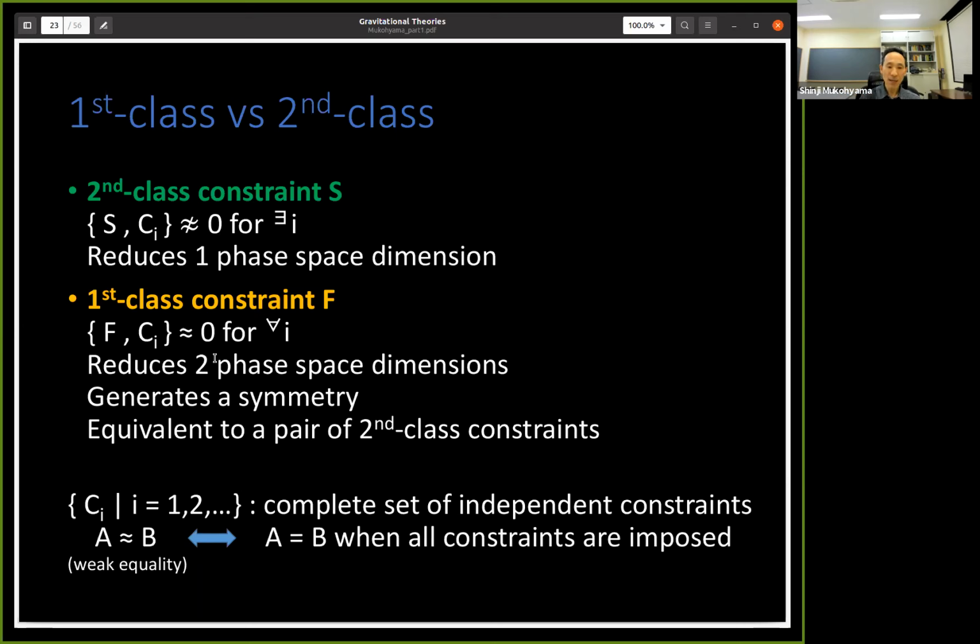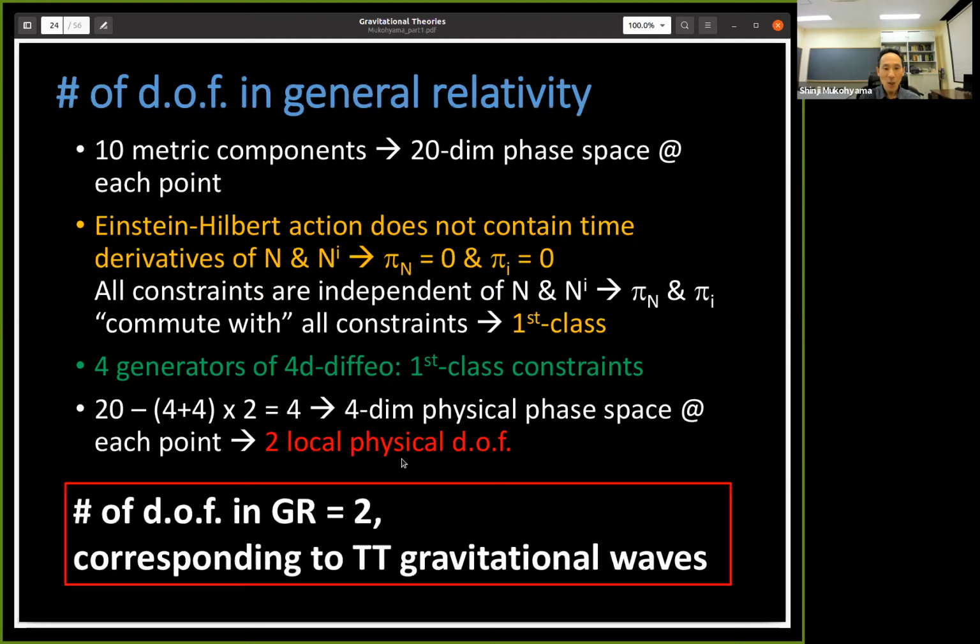Moreover, a first class constraint generates a symmetry, and also if we have a symmetry, there is a corresponding first class constraint. And this is actually equivalent to a pair of second class constraints. Okay, 2 is 1 plus 1. So one first class constraint is as good as 2 second class constraints. So we have 1, 2, 3, 4. Here i runs from 1 to 3, so the 3 plus 1, 4 first class constraints.